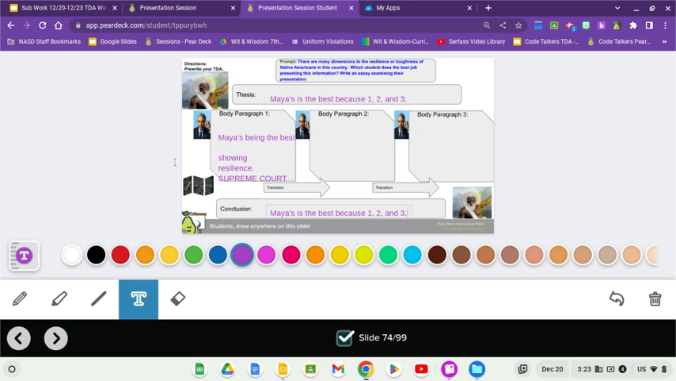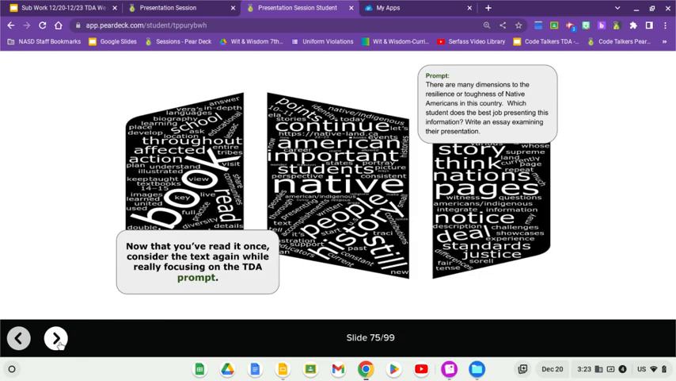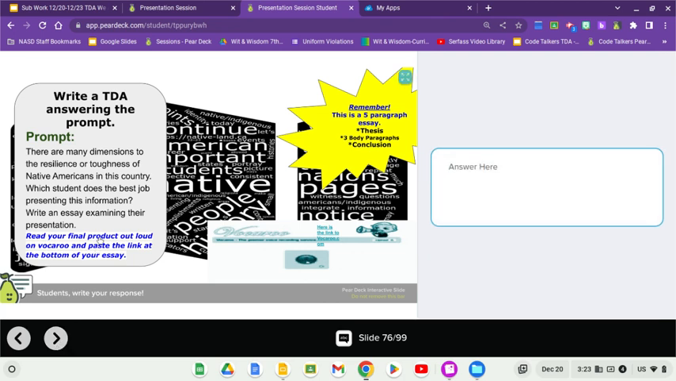So now, if this were a regular school and your teacher were absent, we'd probably be writing an essay soon. And the prompt up there: there are many dimensions to resilience or toughness of the Native Americans in this country. Which student does the best job presenting this information, right? And there's a little word cloud to go along with it. And then there's the same thing again.